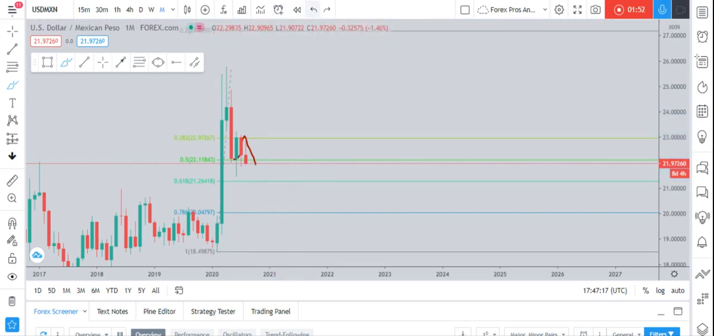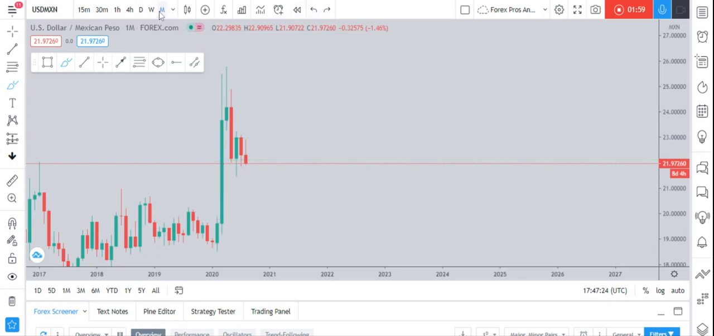So on the monthly chart, on the basis of the current situation, we can expect that the direction of the market is currently in the downward direction.